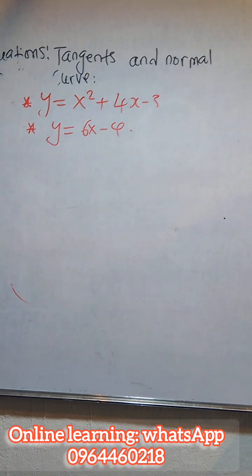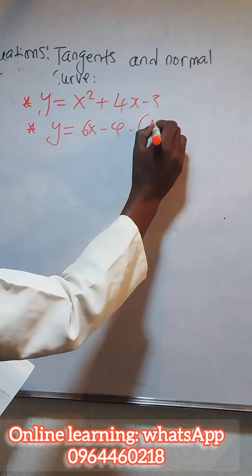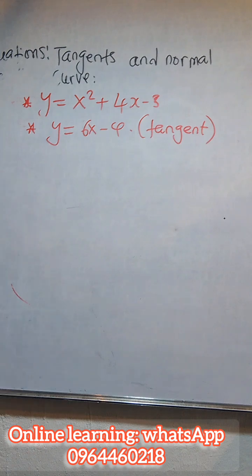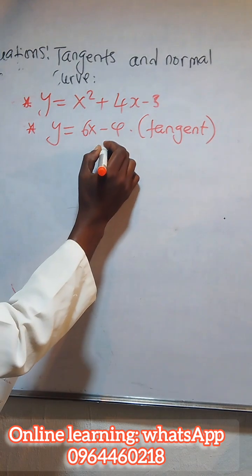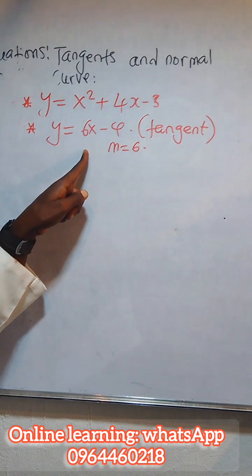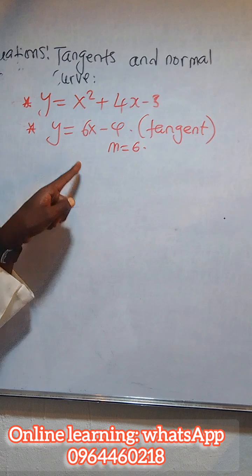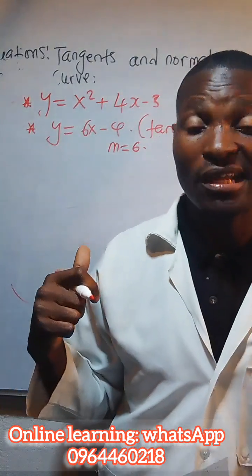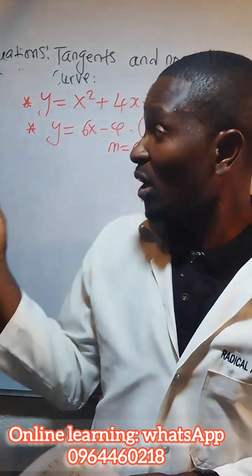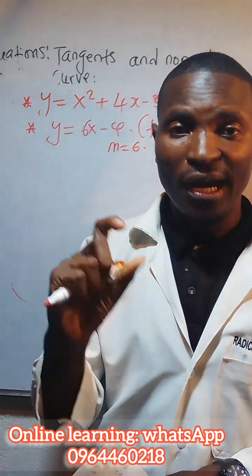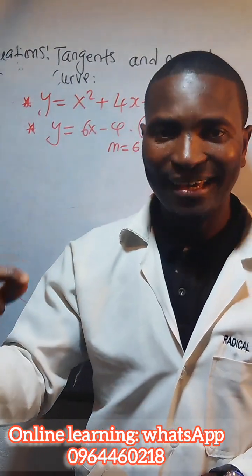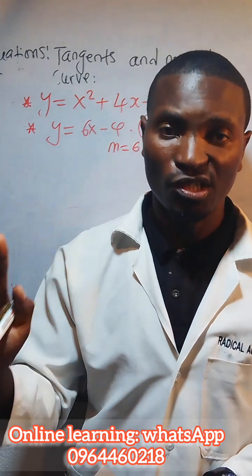Okay, so now what we have is that this is for the tangent. This is a tangent, and its gradient is equal to 6. When you look at this equation, as long as you have made y the subject, you can just, by observation, see y equals 6x minus 4. The coefficient of x is the gradient of the tangent.